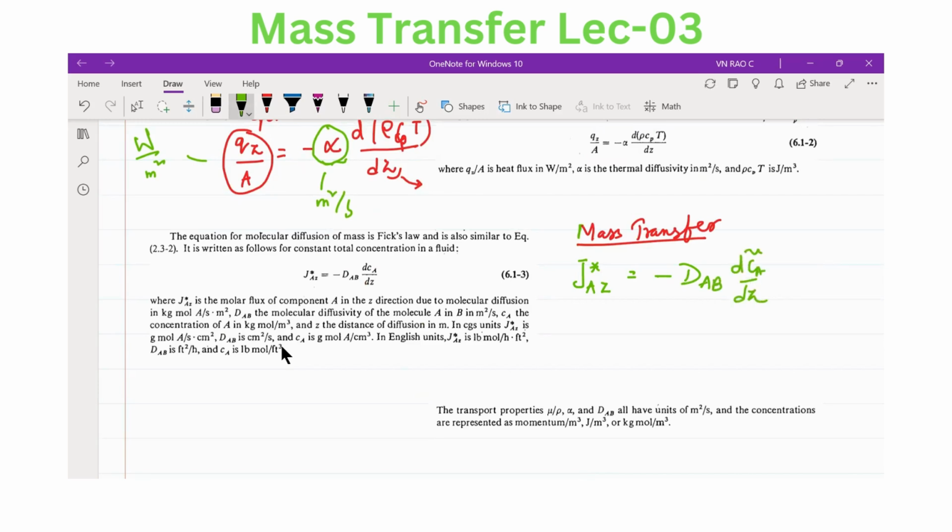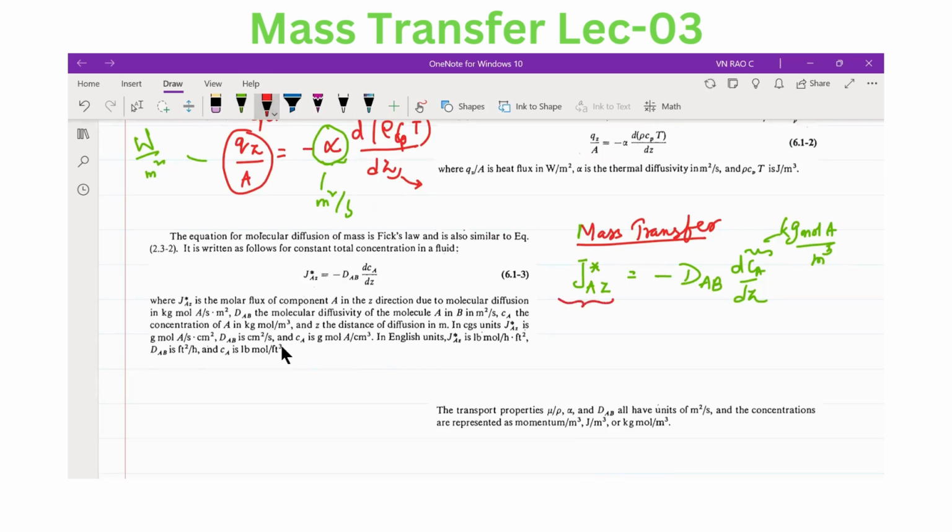Here again, this is concentration units. Concentration units is gram mole A per centimeter cube. If I write SI units, it is kg mole per meter cube.